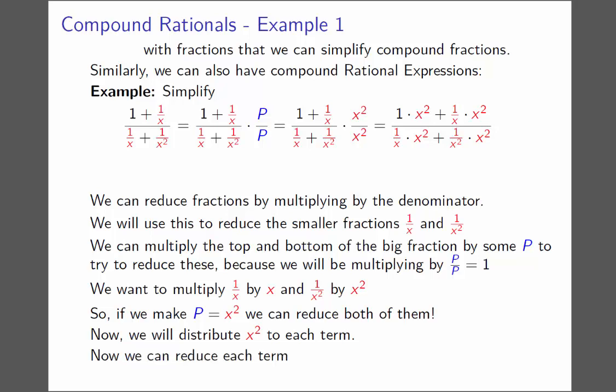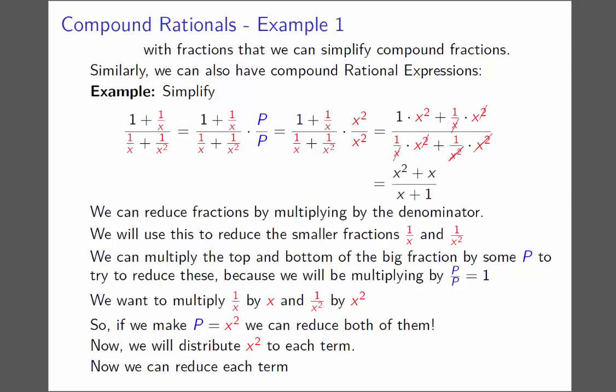Now that we've done this, we can reduce each term. 1 times x² is just x². 1/x times x² is just x. So in the numerator, we're left with x² + x. While in the denominator, we have 1/x times x², which is just x, plus 1/x² times x², which is 1.